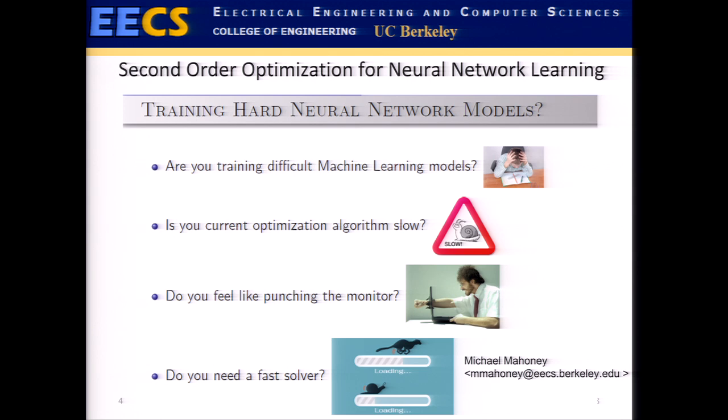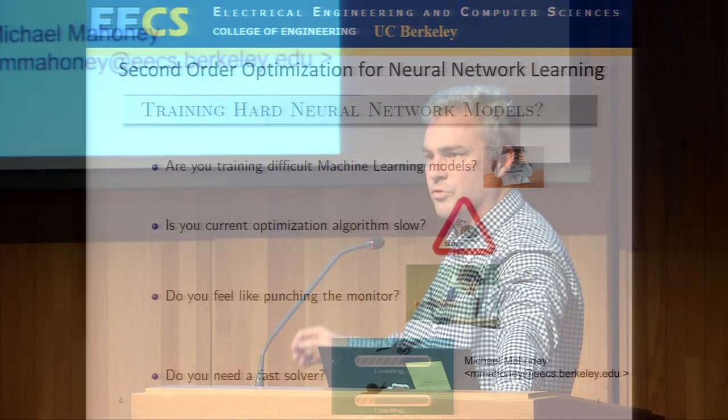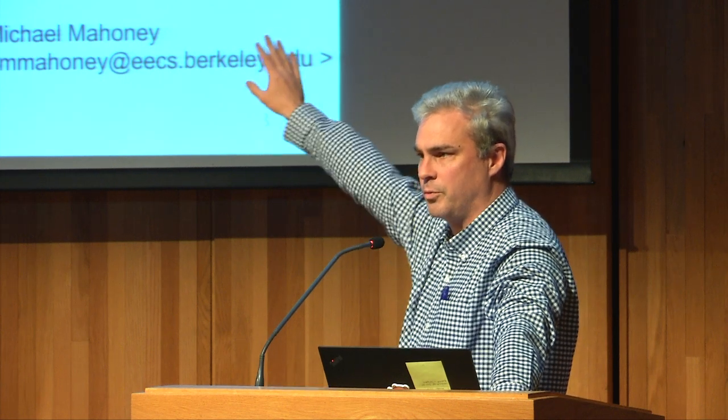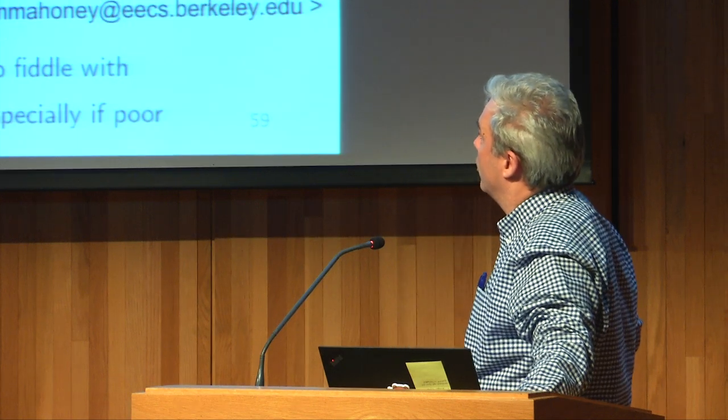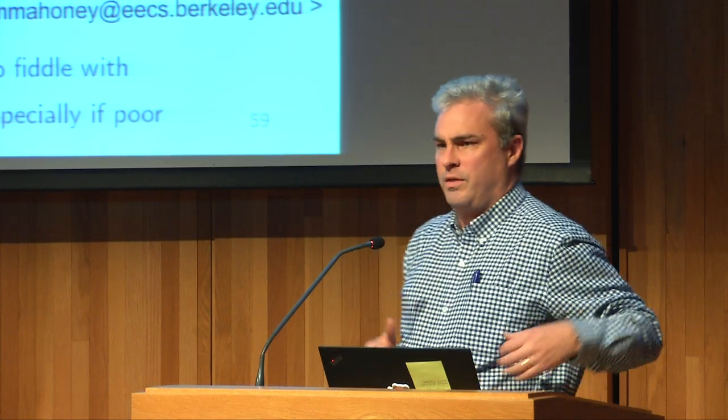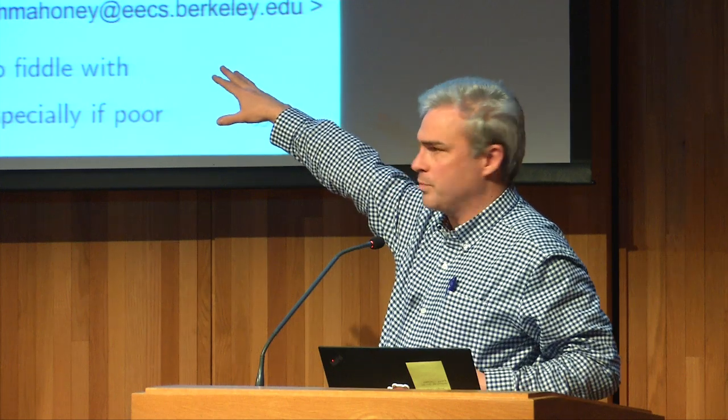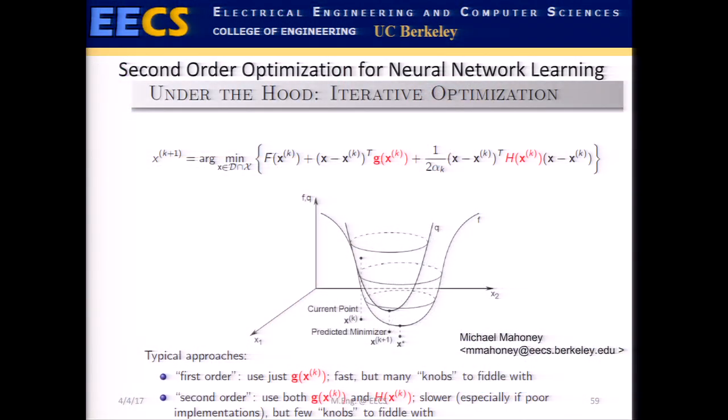So do you need a faster solver? One of the use cases for second-order methods is if you want a faster solver. We have some projects along those lines, but what I'm going to talk about today is not those. It's something more along the lines of the first three. So under the hood, the way these algorithms work, and I have a picture here of something that's almost convex. Is this the case in a lot of machine learning applications? In a lot the answer is yes, and in a lot the answer is no.